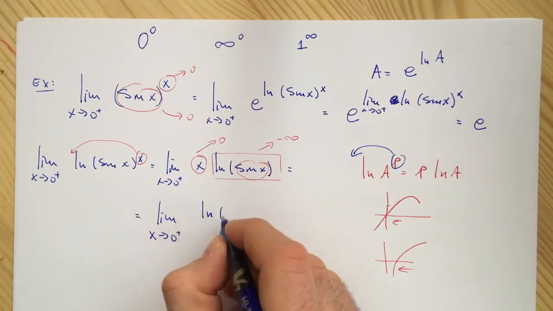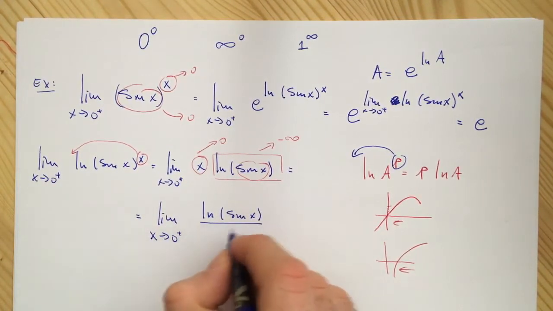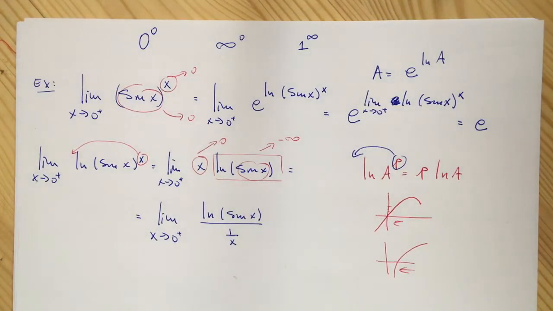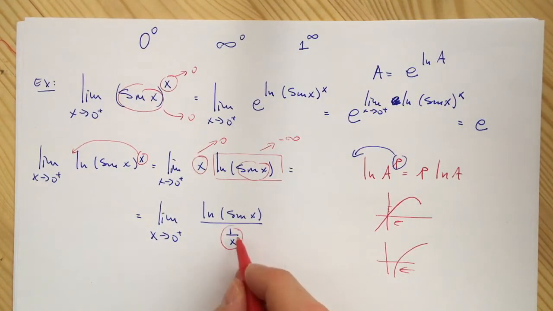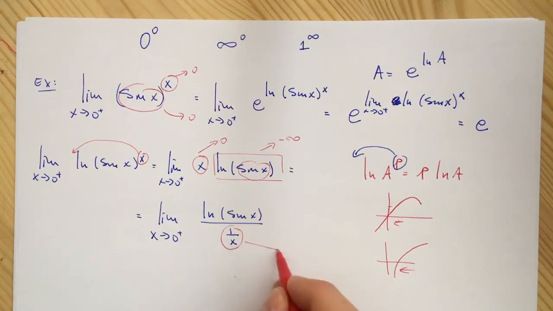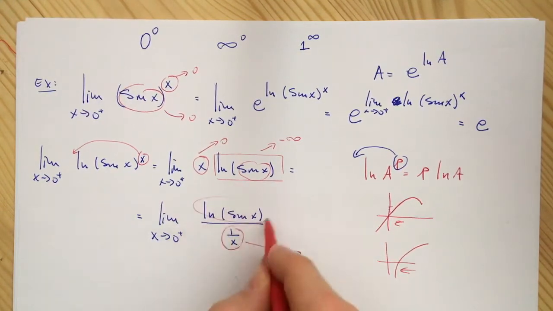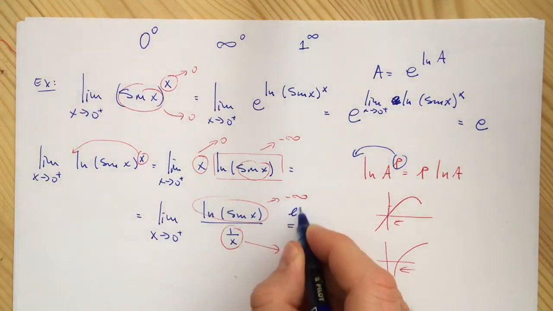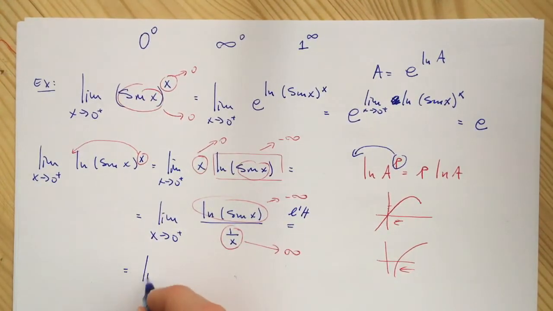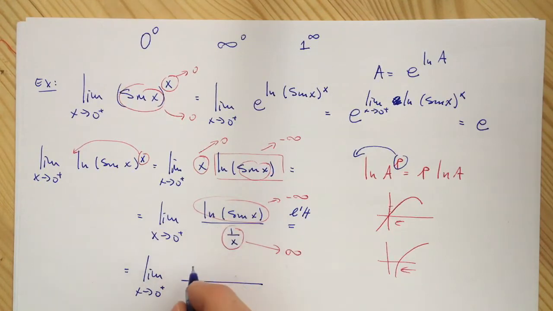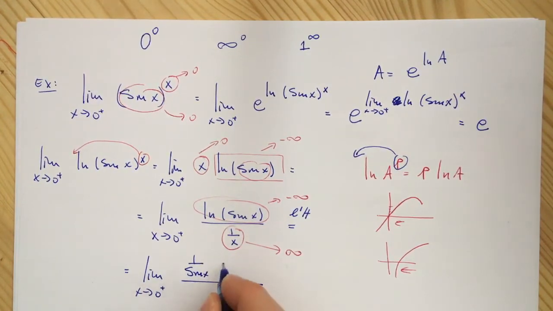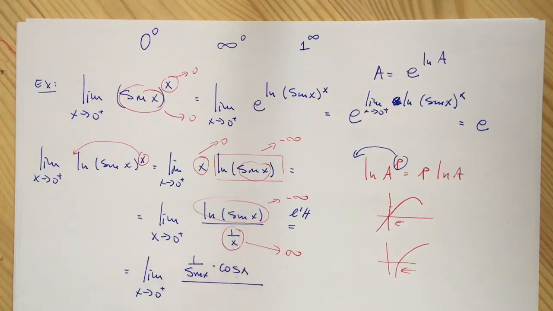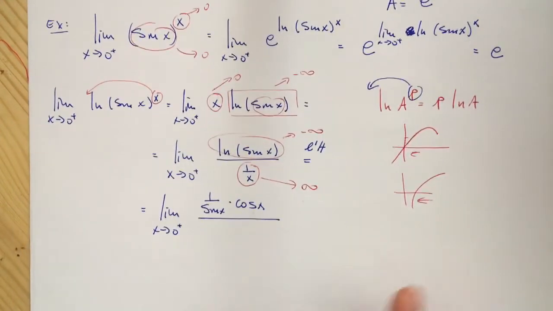So this is going to be ln of sine of x over 1 over x. Now any constant divided by something that approaches 0 goes to infinity, and the numerator here goes to negative infinity, which allows us to use L'Hopital's rule. And now this is just a standard procedure. The derivative of ln of sine of x is 1 over sine of x times cosine of x by the chain rule, divided by negative 1 over x squared.